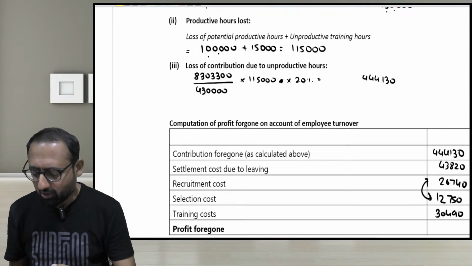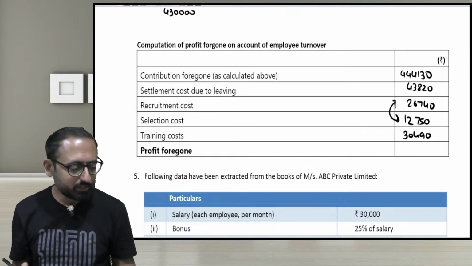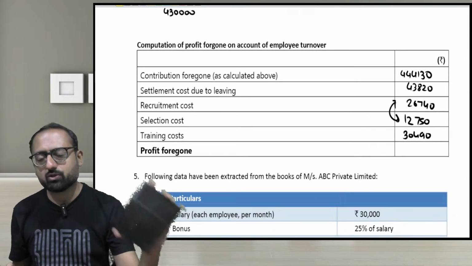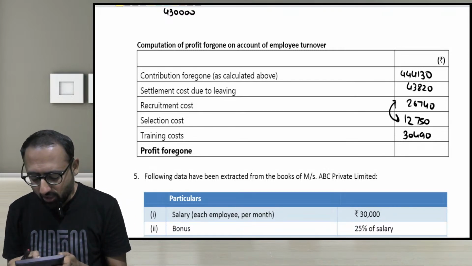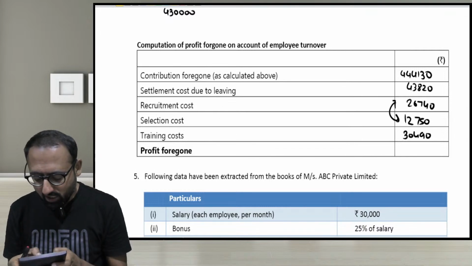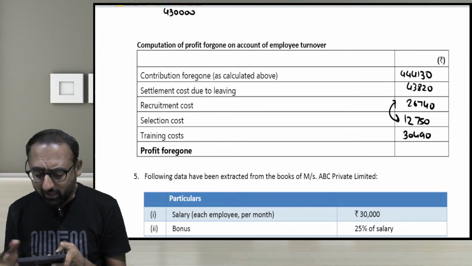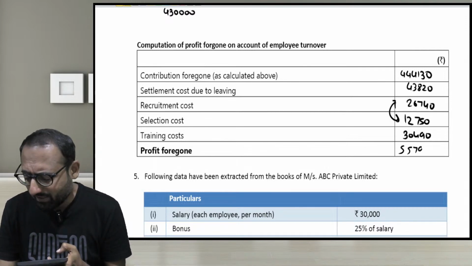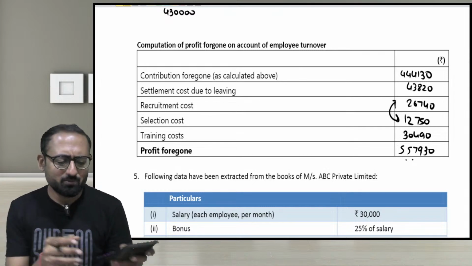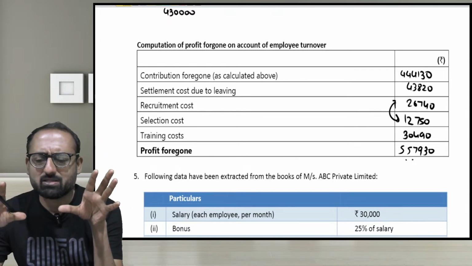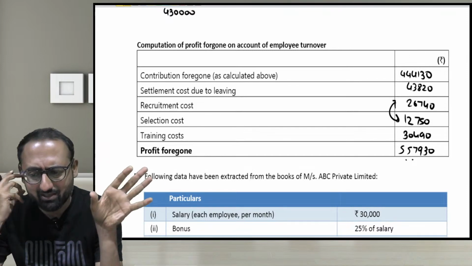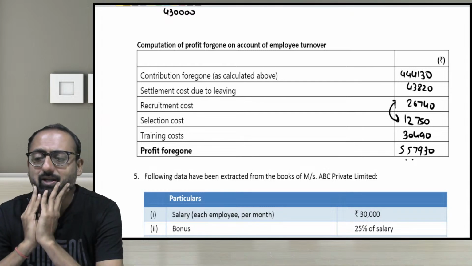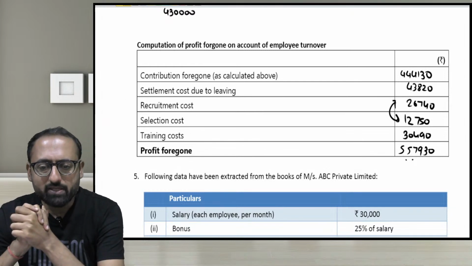Now you can check how much total profit is forgone by you because of that labor turnover. You'll have to just take an addition of this: 4,44,130, 43,820, 26,740, 12,750, 30,490. Correct me if I'm wrong. So it is 5,57,930. Okay, I'm working fast on the calculation part, so there can be some mistakes. You will rectify that yourself. Is it 5,57,930? Is it correct, guys?